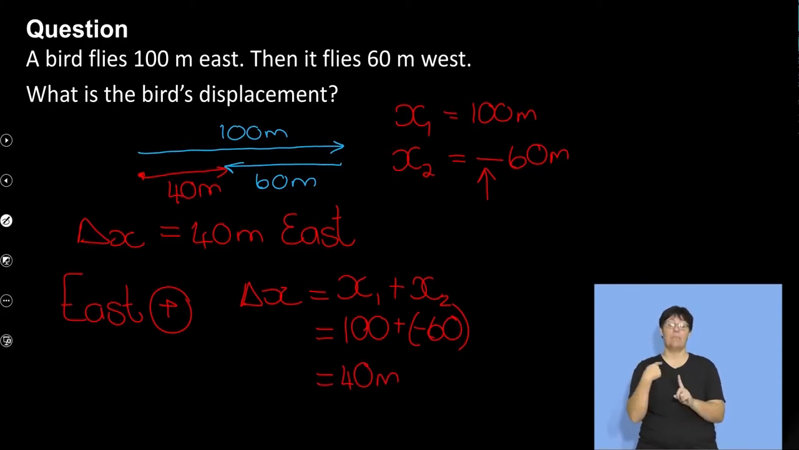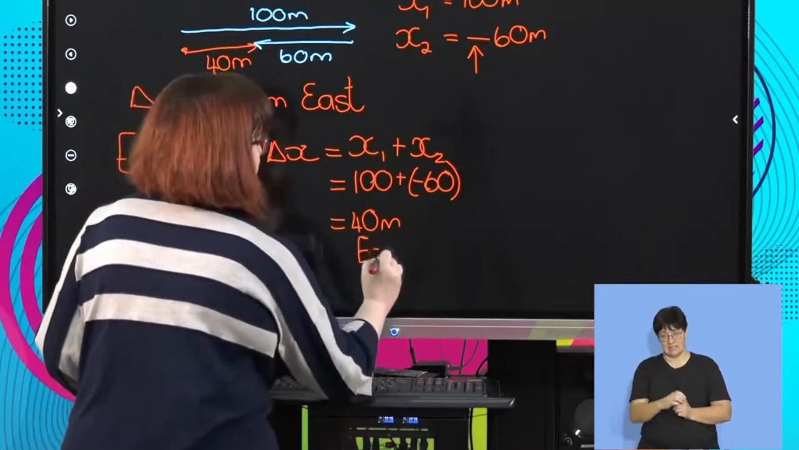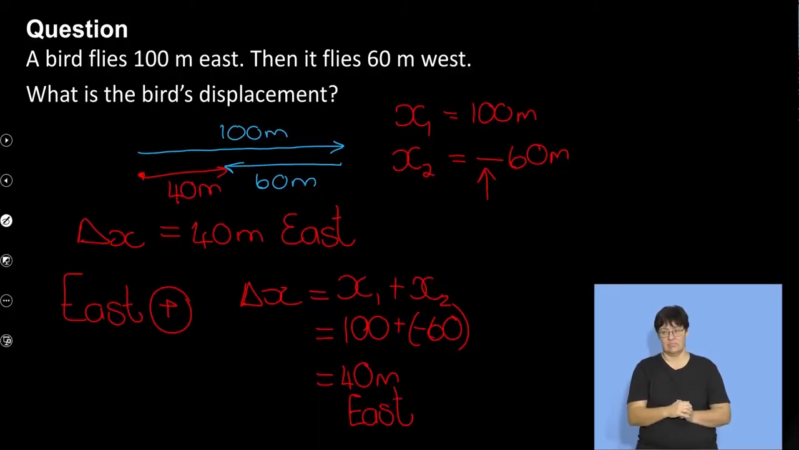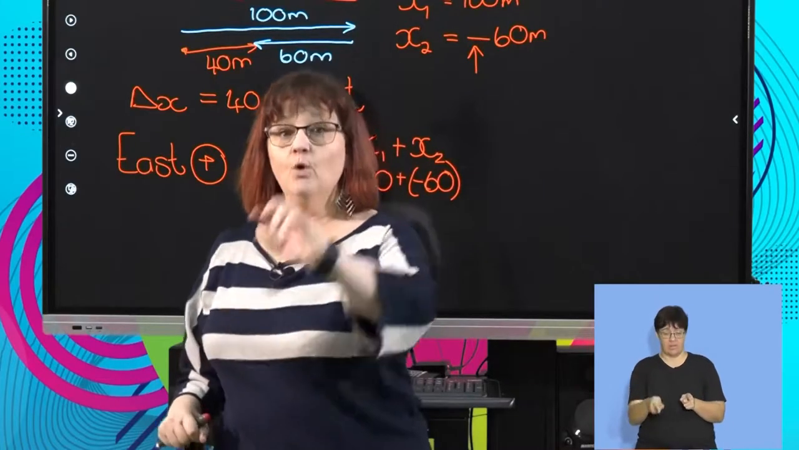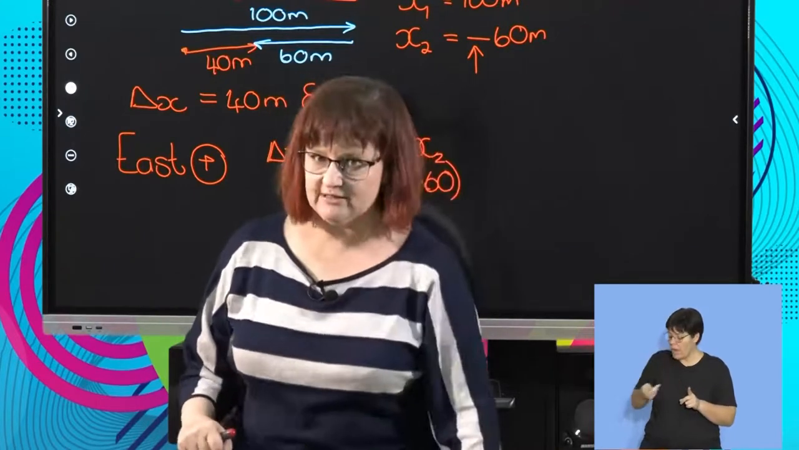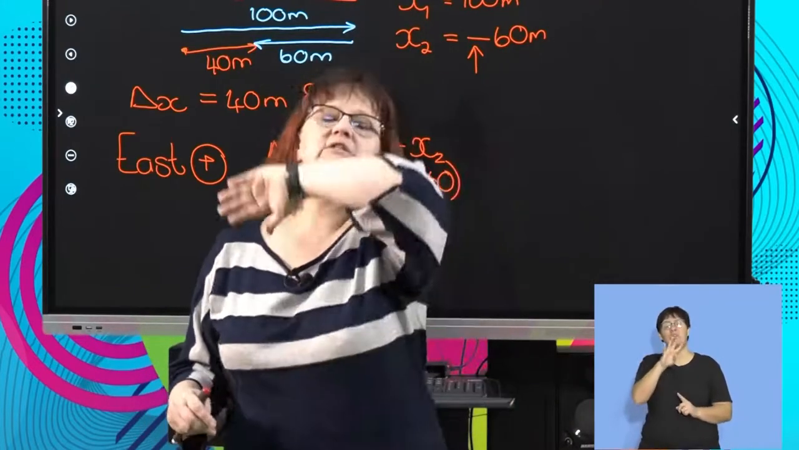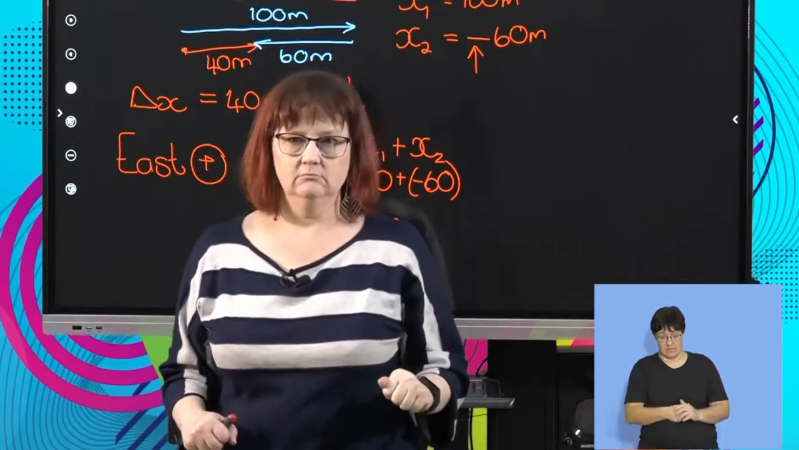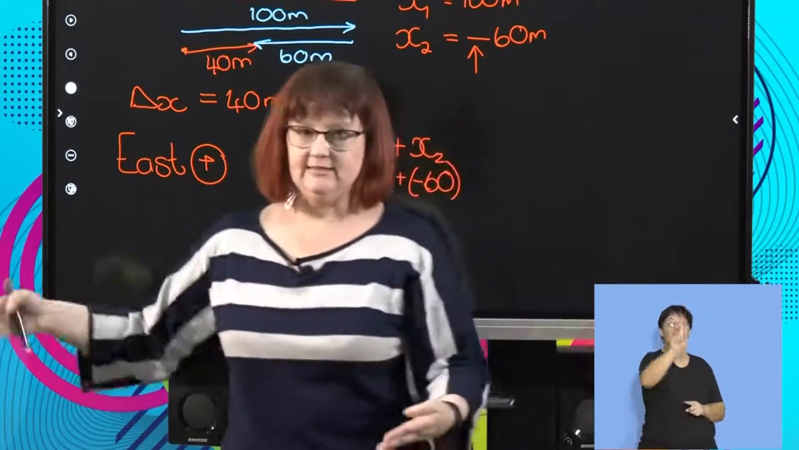I get a positive answer. That means that this is 40 meters east. I wanted displacement. Displacement is the change in position. So I want to know where the bird was relative to where it started. So I could tell someone, go find the bird. The bird is 40 meters east of where I am now. They can find the bird, okay? They don't need to go 100 and then 60. They can just do the 40.